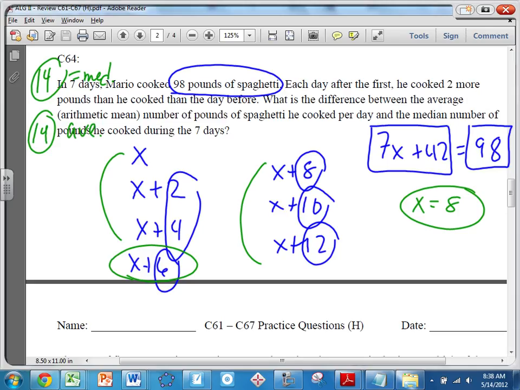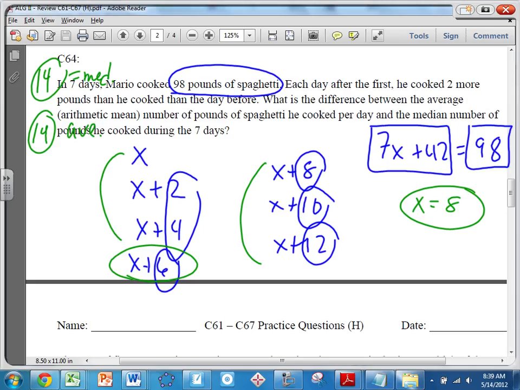Again, write it down, please. When data is consecutive or has consecutive intervals, the mean and the median are always identical. Think about 1, 2, 3, 4, 5. The average is 3, and the median is 3. It's always the same. So when data has consecutive intervals, or evenly spaced intervals, the median and the mean are identical.